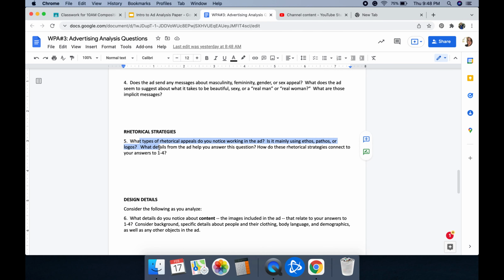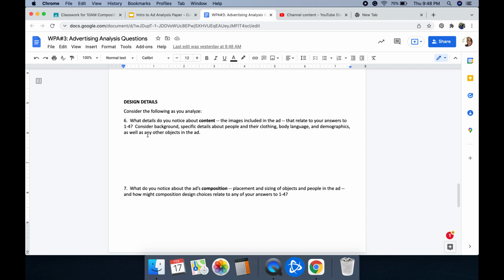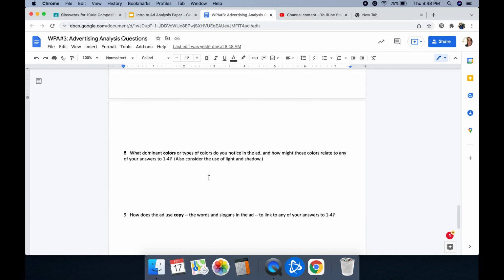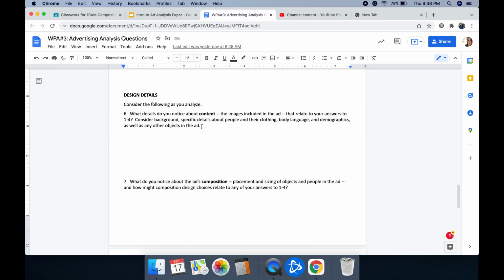What types of rhetorical appeals do you notice? This is mostly pathos, because it's emotional. I mean, there's not a lot of logical appeal being made, and I would expand upon that. Design details is part 2. So part 2 here is about content, composition, color, and copy. Those 4 key things we're going to be looking for in the ad.